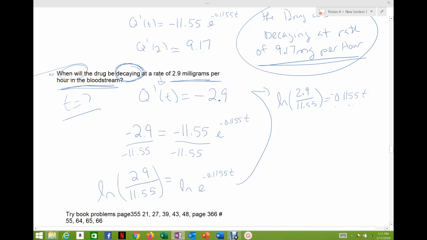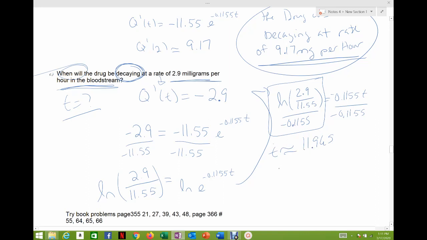times time. All right, and divide by that k, negative 11.55. And again, you have to remember your negative here too. Time is positive. If time comes out negative, you've forgotten a negative somewhere. All right, again, if you can't plug the natural log in, you forgot your negative on the start. So this is what you're going to plug into the calculator. Natural log of the fraction, exactly without rounding, 2.9 divided by 11.55, end parentheses, divide by the k, which again is negative 0.1155.